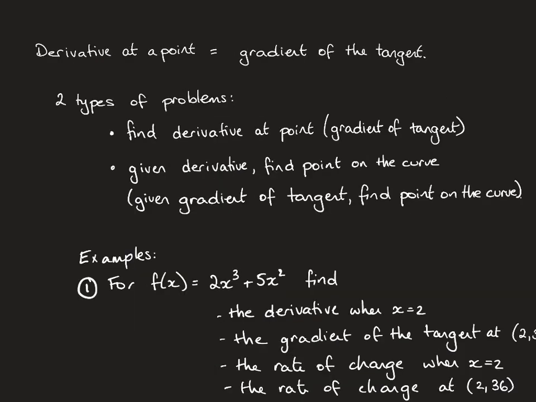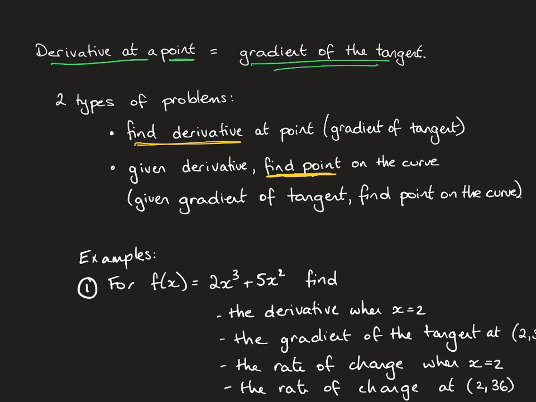Also in this exercise, you'll come across questions where you have to recognise that if you evaluate the derivative at a particular point, you'll get the gradient of the tangent line at that point as well. So you'll get two sorts of problems. One where it asks you to find the derivative, and the second at a particular point, or find the gradient. The other sort of question that you get is, given the derivative, find the point on the curve, or given the gradient of the tangent, find the point on the curve that has that particular gradient.